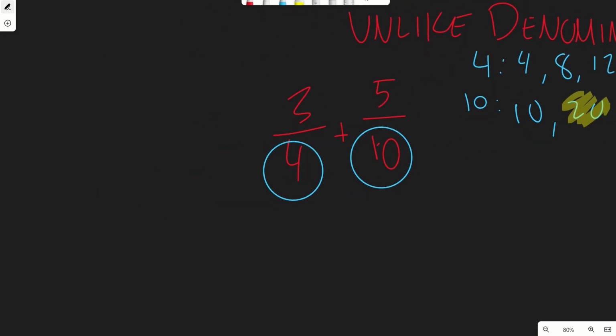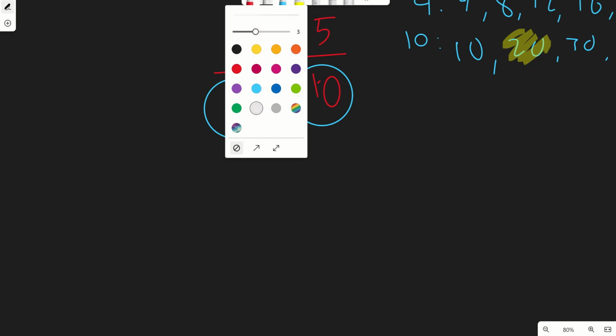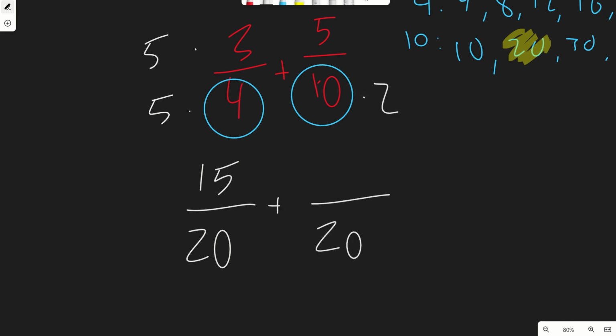So if I were to do that, I would say, okay, how do I get from 4 to 20? Well, I times by 5. Do something on the bottom, do the same thing on top. 3 times 5 is 15. How do I get from 10 to 20? Well, I times by 2. The same up top, I get 10. And then I just add up.